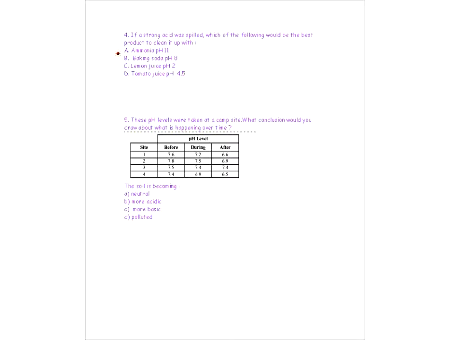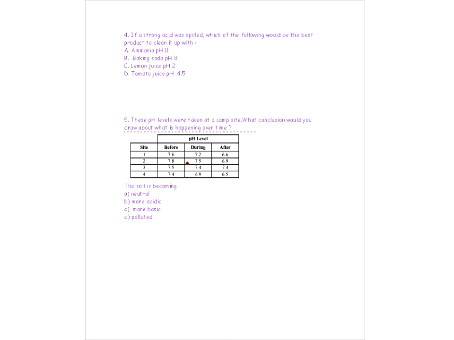All right, next question. These pH levels were taken at a campsite. What conclusion would you draw about what's happening over time? Okay, so we'll focus on site 1. We see before, during, and after. So that's the change that's happening over time. We can see the numbers are going down, aren't they? The pH values. So that means, of course, that it's becoming more acidic.